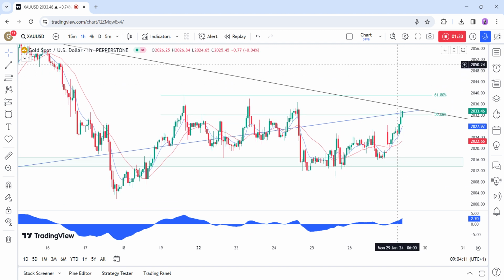On the 1-hour chart, we can see that the price bounced again here on this 2015 support and rallied all the way back to the recent highs around the 2035 level. It's unlikely to see a breakout today, given that we have many risk events ahead and the market might want to wait for some catalyst to decide where to go next.